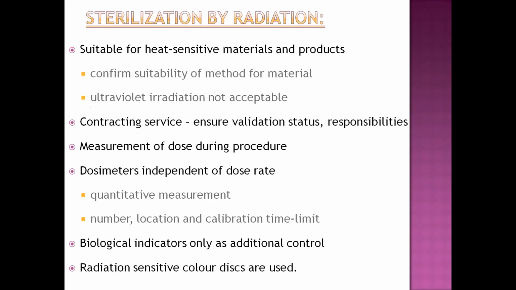Then radiation, sterilization by radiation. Using moist heat, dry heat, sterilization by radiation. So it is suitable for heat sensitive materials. So what kind of materials can be sterilized by radiation? They are heat sensitive materials and products, which can be sterilized by radiation, and confirm suitability of method for the material. Ultraviolet radiation.